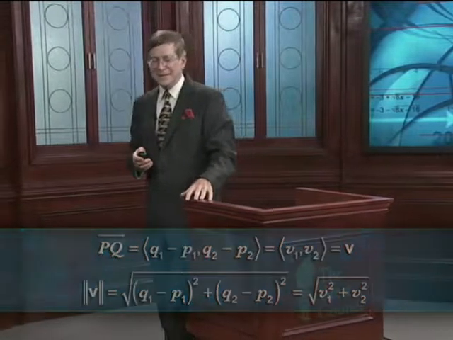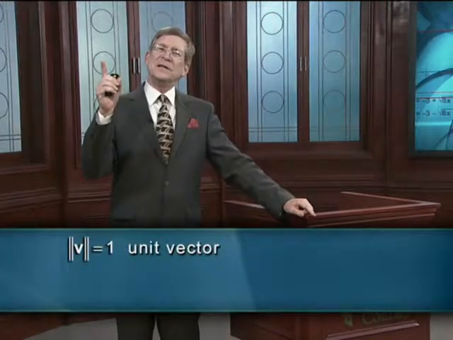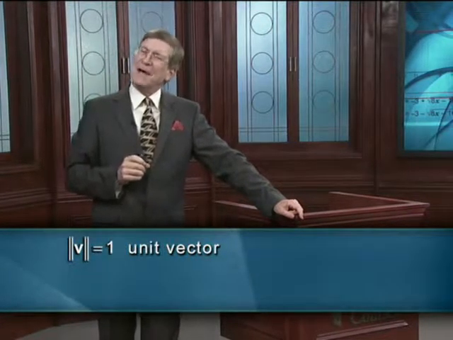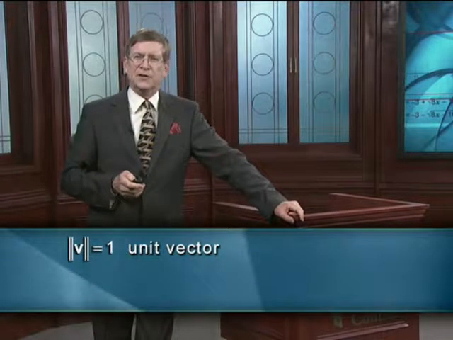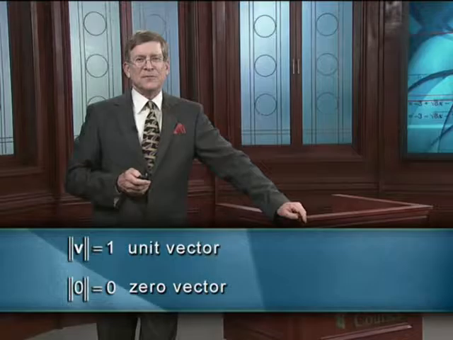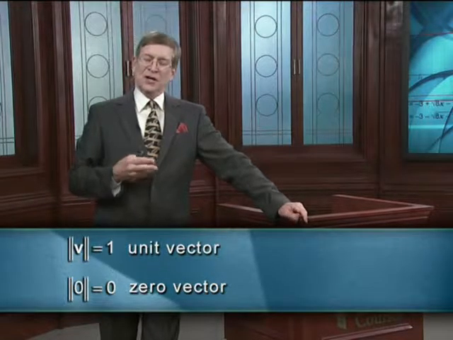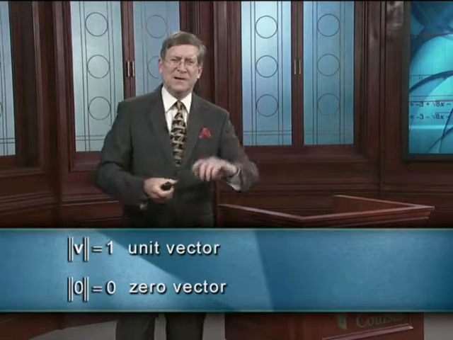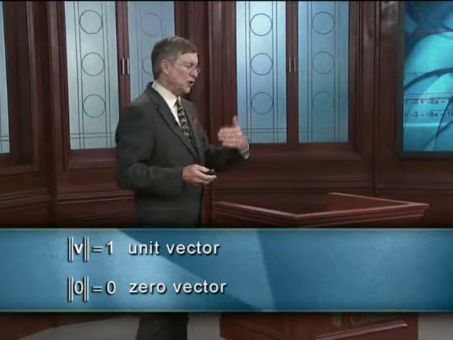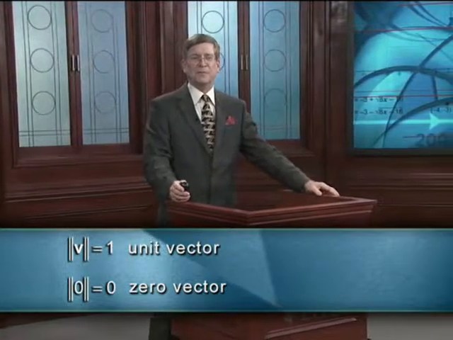All right, some more notation and definitions. If a vector is length 1, if its magnitude is 1, it's called a unit vector, and we'll be using unit vectors in a moment. And of course, a vector is the 0 vector if and only if its length is 0. That's kind of a nice way to show that a vector is the 0 vector.